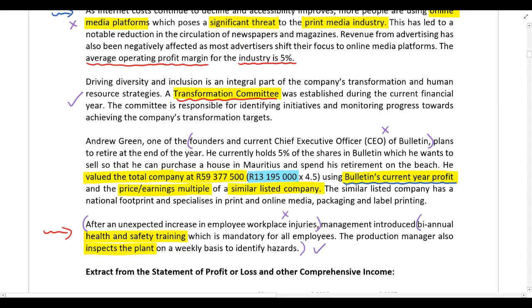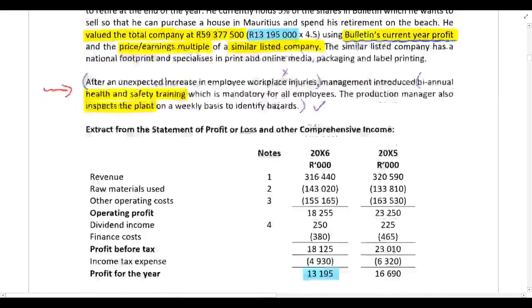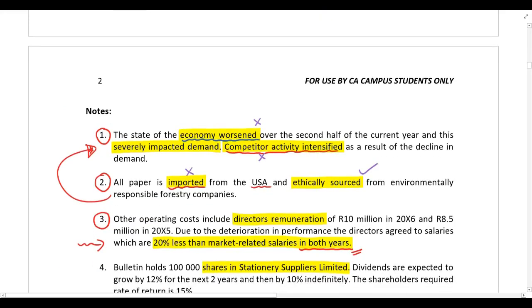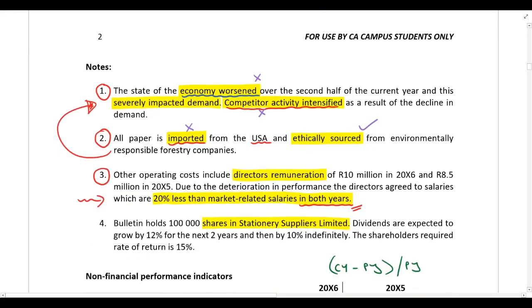Then there was one other positive environmental factor that you can also include in your solution over here. You'll remember in note 2 we were told that all paper is ethically sourced from environmentally responsible forestry companies. So that's obviously positive from an environmental perspective and should therefore be included in this part of the suggested solution.